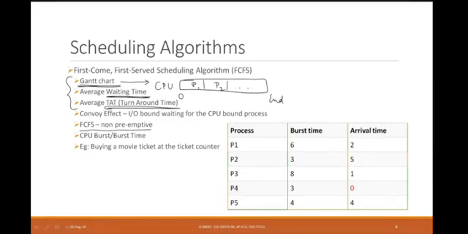Now, FCFS, or first come first serve, that is also called FCFS. It is a non-preemptive mode of scheduling, which means when a single process is executing, I will not allow any other process to come into the picture. So that is called a non-preemptive scheduling algorithm.